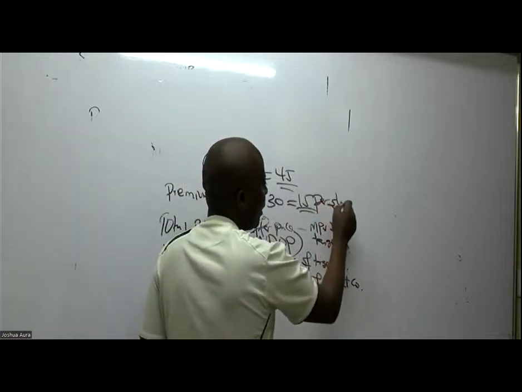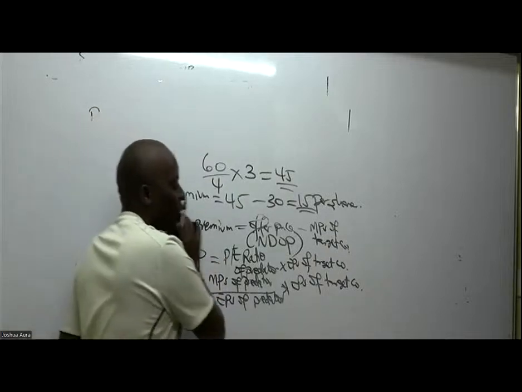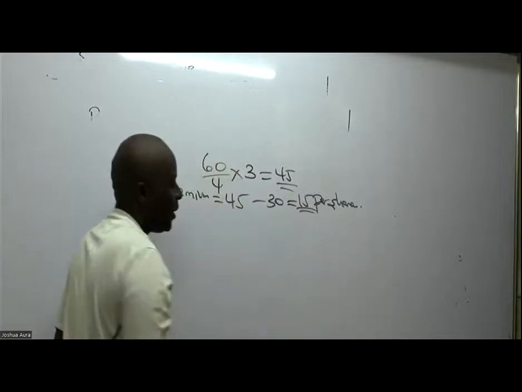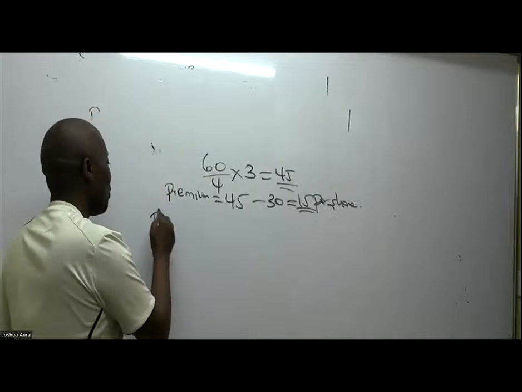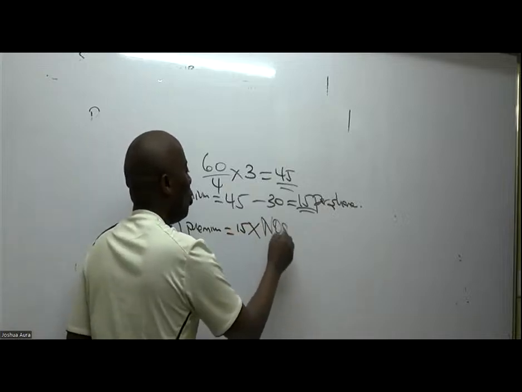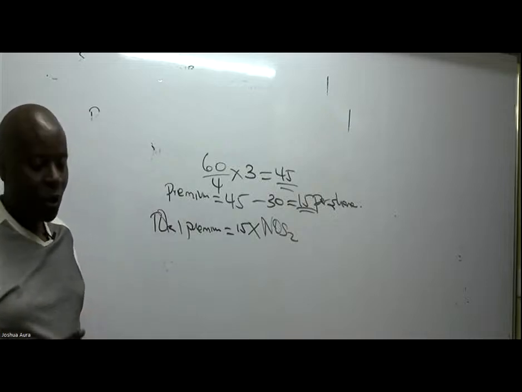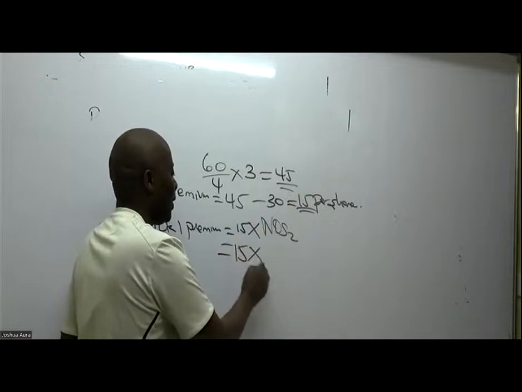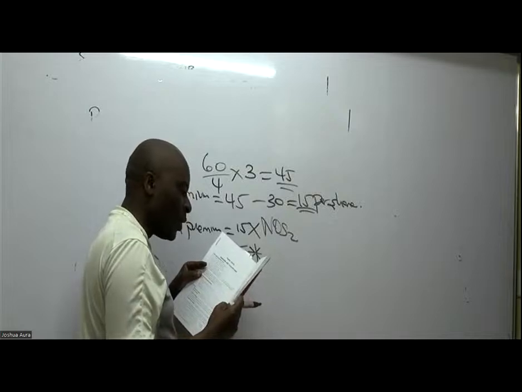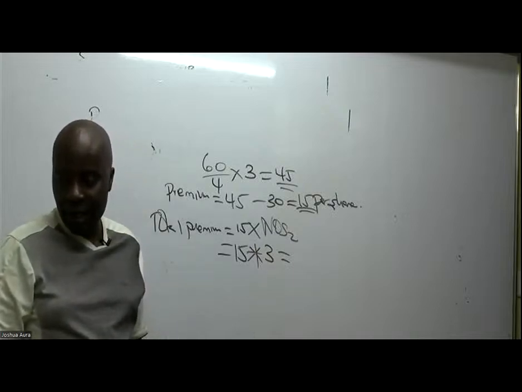For every share they sell, it's 15 per share, and yet they wanted the total premium. So I need to come here and ascertain my total premium, which will be equal to this 15 per share times the NOS of the second company. NOS is the number of ordinary shares. So I'll take 15 times the number of ordinary shares of the second company, which are 3. So 15 times 3 gives me how much?